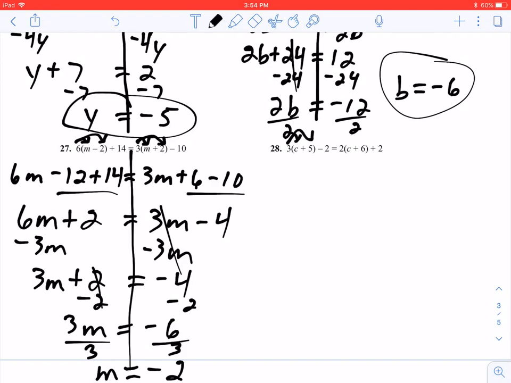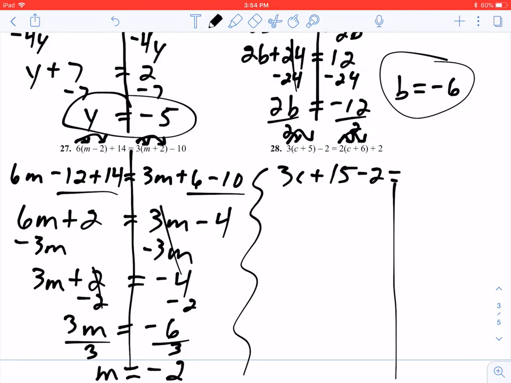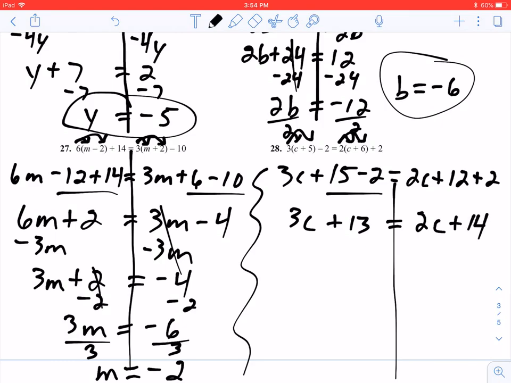Distribute the 3, distribute the 2. So we have 3c plus 15 minus 2. And then on the right-hand side, we end up with 2c plus 12 plus 2. The 15 and the minus 2 need to combine, so we have 3c plus 13, and that equals 2c plus 14, because the 12 and the 2 need to combine.